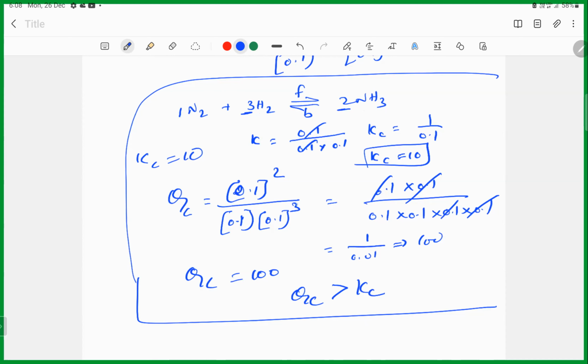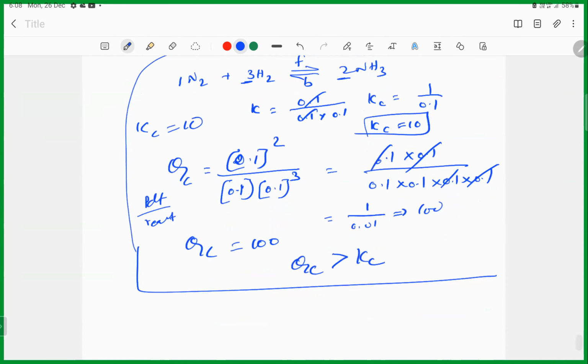புரியுதா கண்ணு? சோ எப்பவுமே ப்ராடக்ட் டிவைடட் பை ரியாக்ஷன். ப்ராடக்ட் என்னது? அமோனியா. அதோட கான்சன்ட்ரேஷன் எவ்வளவு? 0.1. சோ எவ்வளவு மோல்ஸ் இருக்கு? 2 மோல்ஸ் இருக்கு. அதான் 0.1 பவர் 2. நைட்ரஜன் 0.1 moles. Hydrogen 0.1 moles, but 3 moles we are taken. That's why we are putting cube. Is it clear? Yes sir, clear sir. Good.